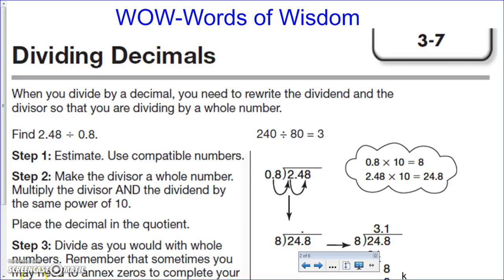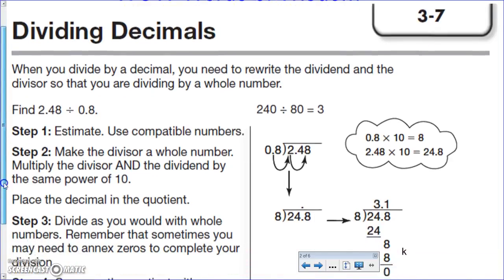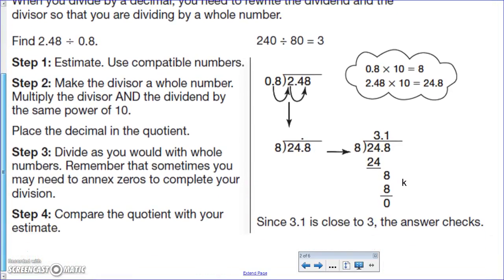When you divide by a decimal, you need to rewrite the dividend and the divisor so you're dividing by a whole number. So how this works, we have 2 and 48/100 divided by 8/10. So step 1 is to estimate and use compatible numbers. So if we know that 240 divided by 80 equals 3, we know our answer is going to be about in that range.